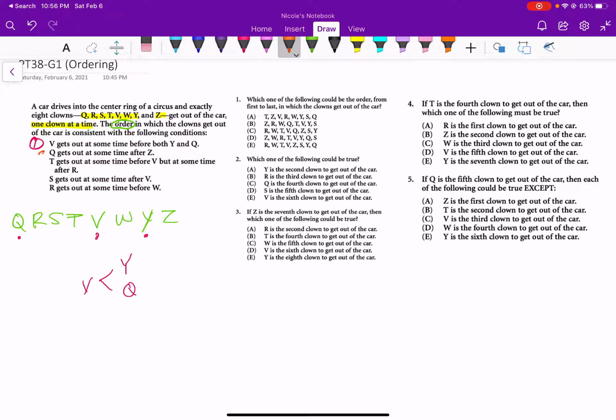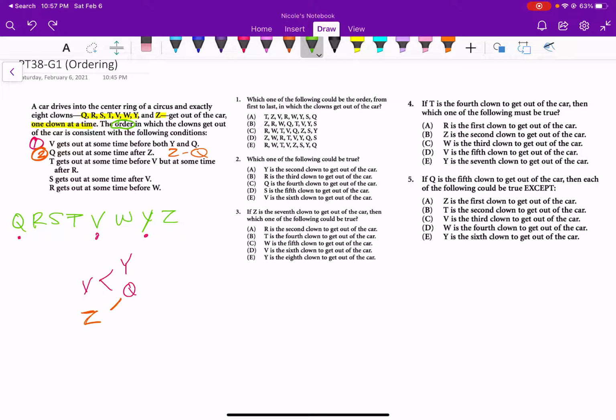All right, rule number 2. Q gets out at some time after Z. So how I would simply write this one is just Z gets out before Q, like Z before Q. But since I already have Q in my diagram right here, I'm just going to add another little dash and say that Z goes before it. So I just want to point out, do we know anything right now about the relationship between V and Z? At this point, just after rule number 2, no. Because there's nothing on the left side of them. So I just wanted to point that out quick.